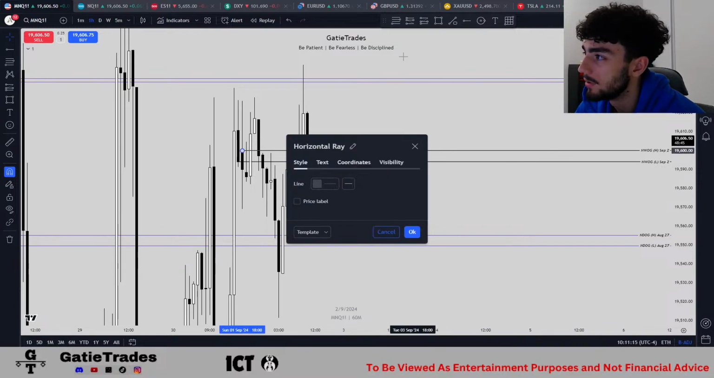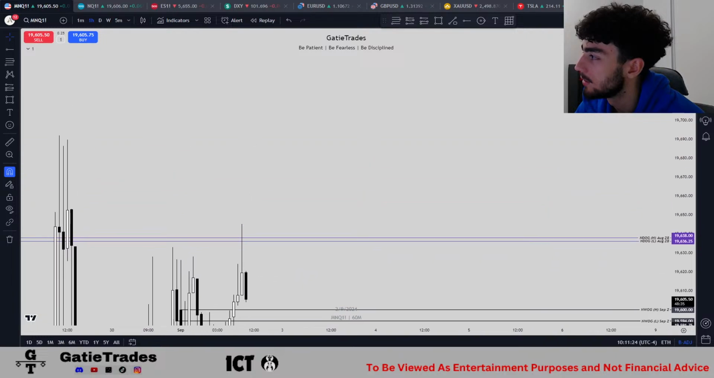I just put the price labels on these. All right, any other assets somebody wants me to do? Or review anything that I went over in the other assets?